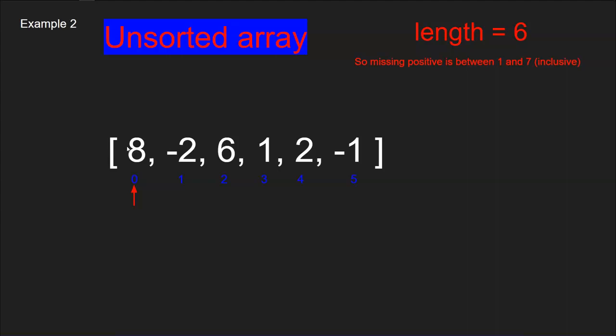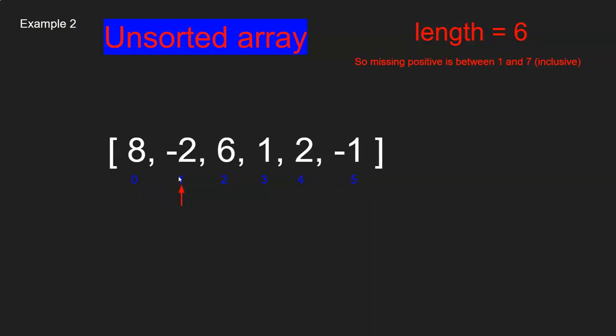The element 8 must sit at the index 7, but we have an array length with 6 only. So we can't make the element 8 sit on index 7 because we have only indexes up to 5. Hence we will ignore this and move to the next index.